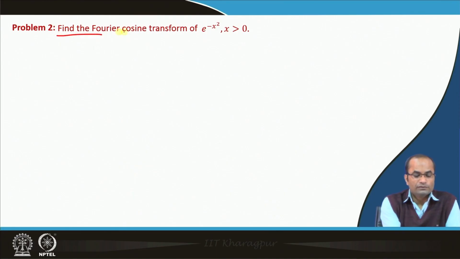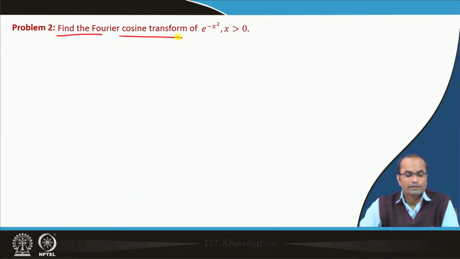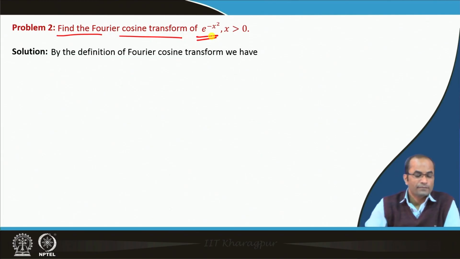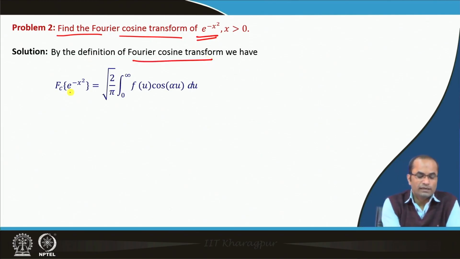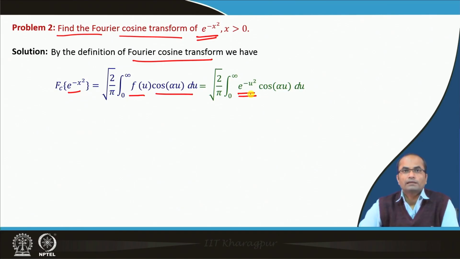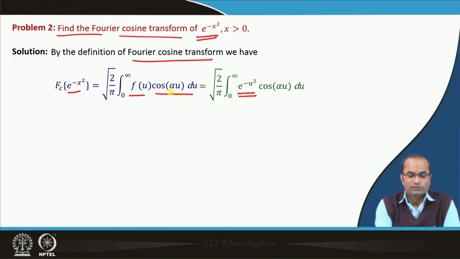So, find the Fourier transform. This is another problem. Find the Fourier cosine transform now of e power minus x square. Now, the function is e power minus x square. So, by the definition of the Fourier cosine transform, we know that it is the integral of f(u) cos alpha u. So, this f(u) is now e power minus u square, and this cos alpha u, and then we have du.